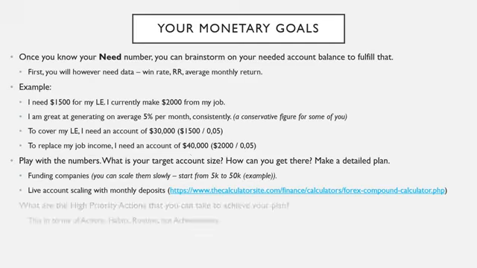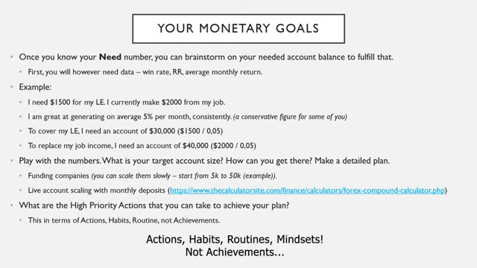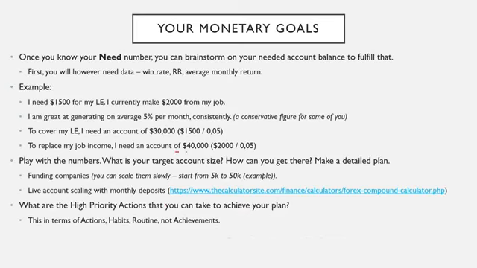And then, of course, another important question to ask is, what are the high priority actions that you can take in order to achieve your plan? So think in terms of actions, habits, routine, not achievements. So in your trading plan, don't say, I want to get 40K. Say, what am I going to do to get to 40K? What habits am I going to have? What routine am I going to introduce? What content am I going to study in order to get there? All right, so think in terms of actions, not achievements, because it's the actions that are going to give us the potential results, right? So this is our money management workshop right now.